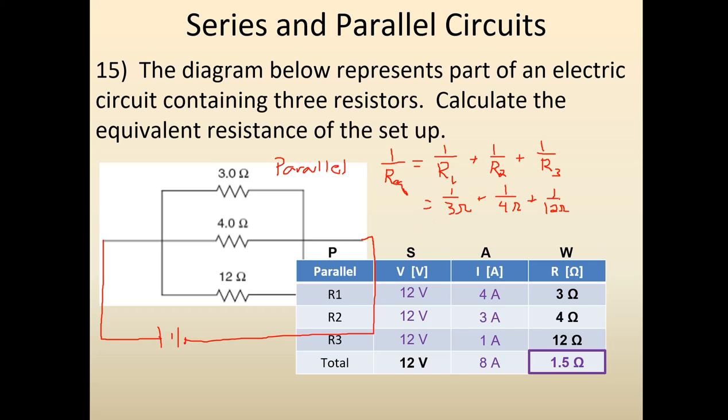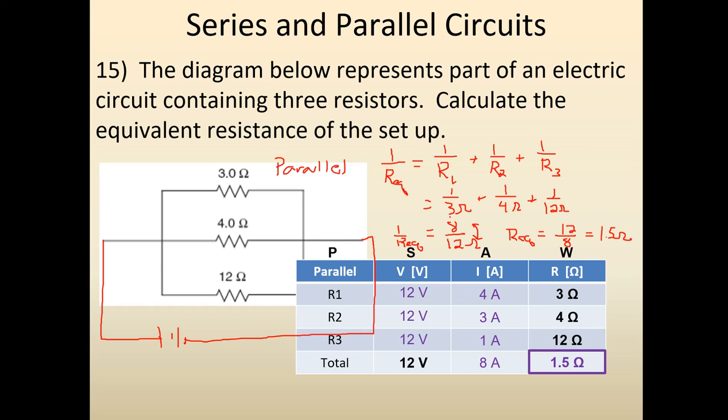Then what I'm going to do is add these all up. If you want, you can find a common denominator, but what you'll end up getting is essentially 8 over 12 ohms. Now here's the thing. It's not that the total resistance equals this, it's 1 over the total resistance. So after I get to this final answer, I have to flip it to get that the total resistance is 12 divided by 8, which is 1.5 ohms.